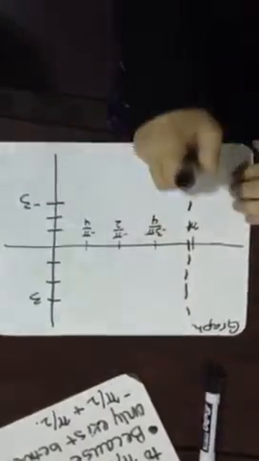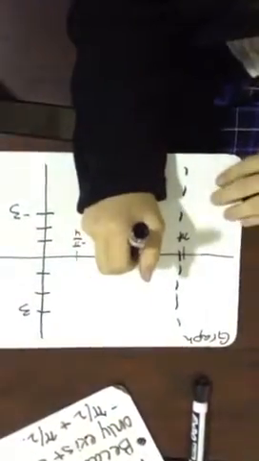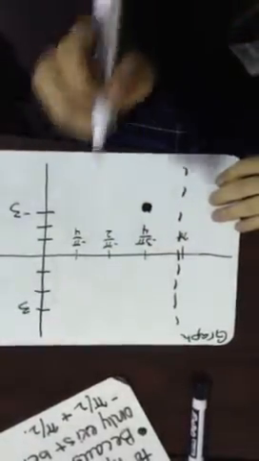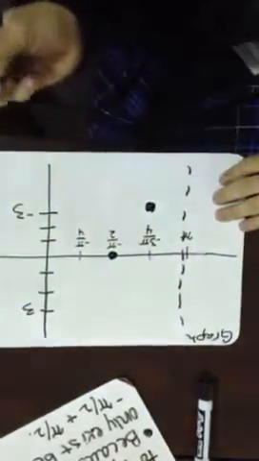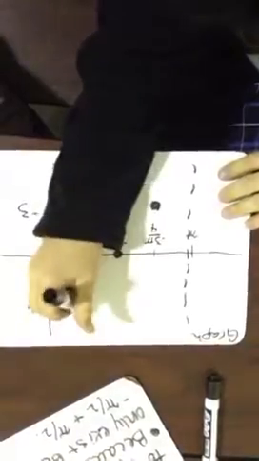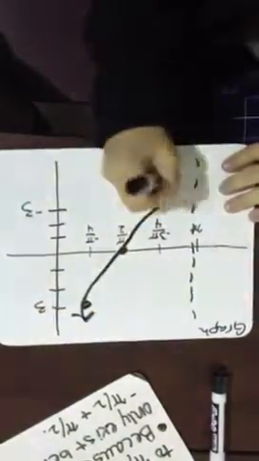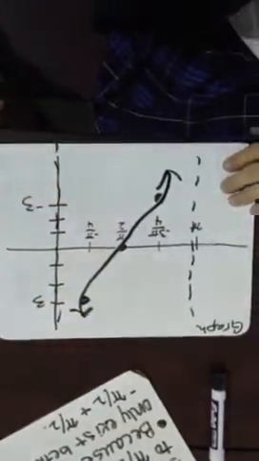And here's the graph. At negative pi, you have an asymptote. At negative 3/4 pi, you're at negative 3. At negative pi over 2, you're at 0. And at negative pi over 4, you're at 3. So your graph would end up looking like this. And here's an asymptote.